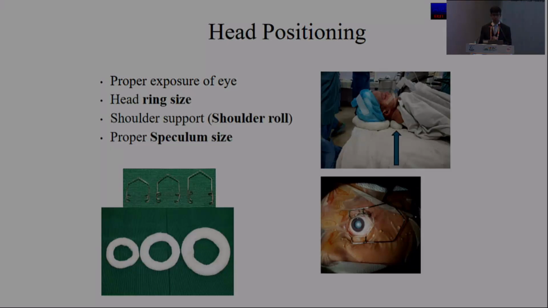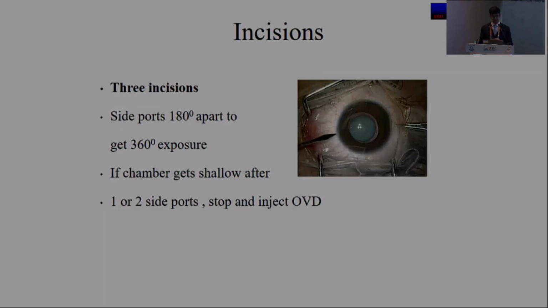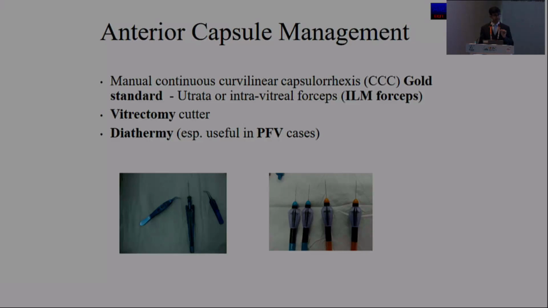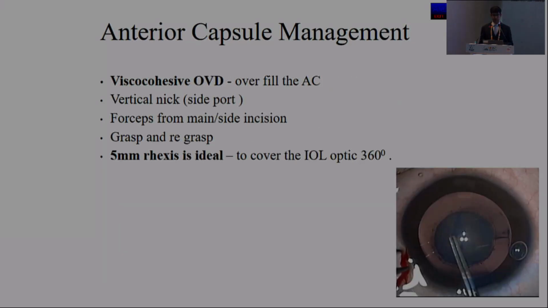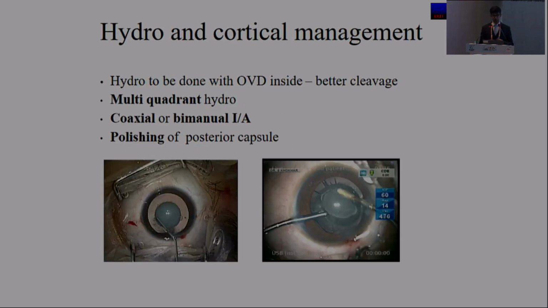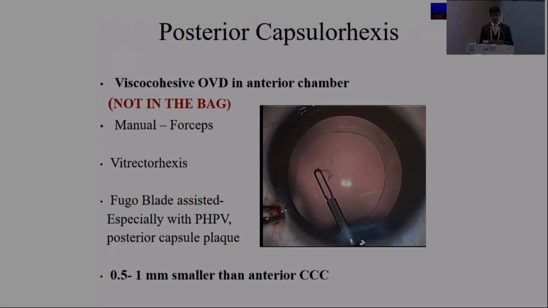We can use a shoulder roll and a head ring and appropriate size speculum, proper incisions. CCC runs off, so we have to use a heavier viscoelastic like Healon GV. Anterior capsule management, as I told you, heavier viscoelastic than multi-quadrant hydro. And for posterior capsular access, a very important step, we do not need to fill the bag, just the anterior chamber, adequate enough to create a space for our ILM forceps or whatever forceps we use to go.